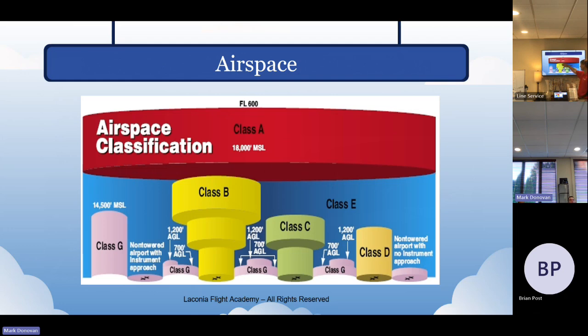Class Bravo represents like Logan, Boston. Class Charlie would represent like Manchester or Portland, Maine, and Class Delta would represent Pease Portsmouth Airport or Lebanon Airport, around this vicinity.